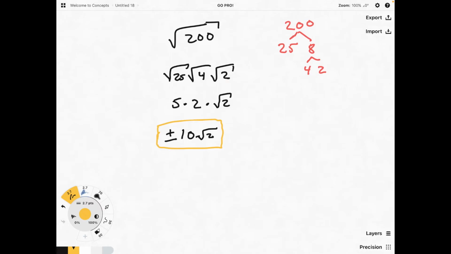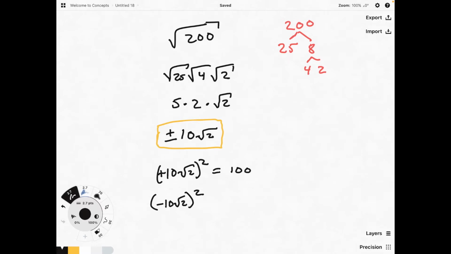Now, again, if you wanted to do the check, you would do positive 10 times square root of 2, and that value squared, and you would do negative 10 square roots of 2, and then that value squared. That's going to be equal to 10 times 10, which is 100. The square root of 2 times the square root of 2 is 2, so that's 100 times 2, which is equal to 200.